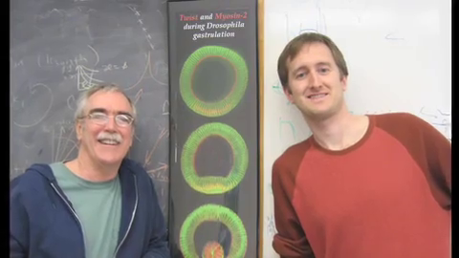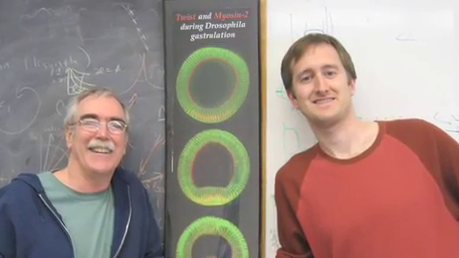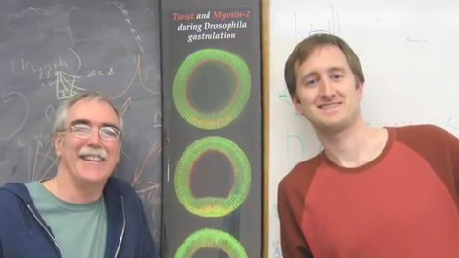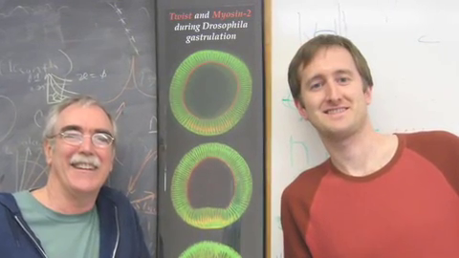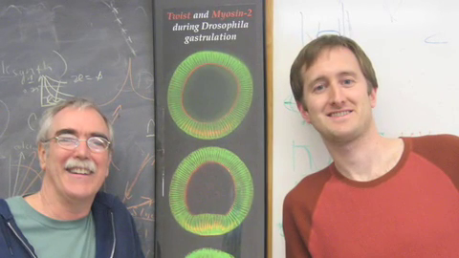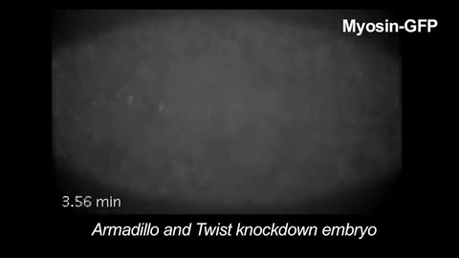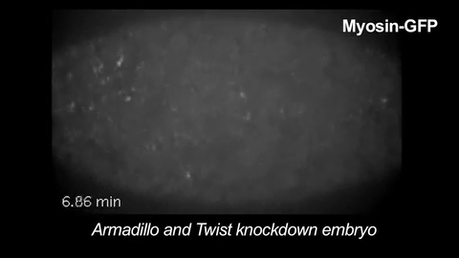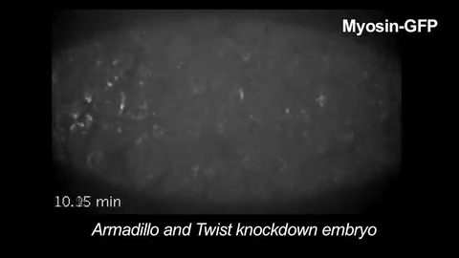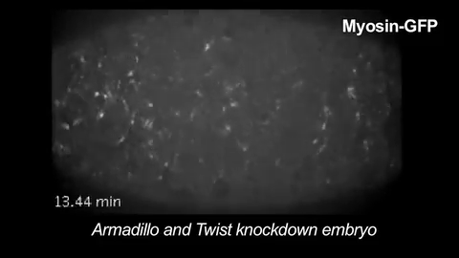But how are these forces regulated? Martin knew from his previous work that the ratchet-like constriction of individual ventral cells is controlled by two transcription factors, named snail and twist. In the absence of twist, pulses of contraction still occur, but the cell constrictions aren't stabilised, so the cells stretch back out in between contractions.